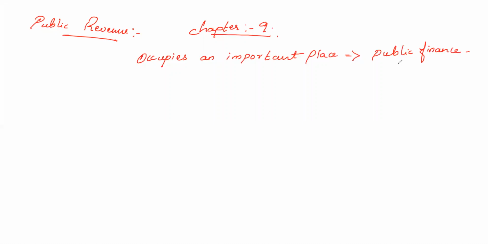Public finance. The government has to perform several functions for the welfare of the people. Government is always there only for welfare. Government functions are for the welfare of the people.